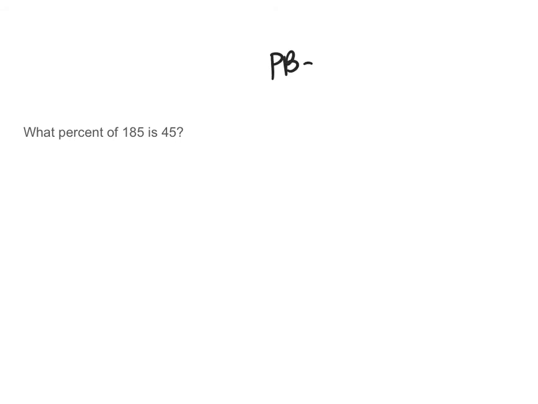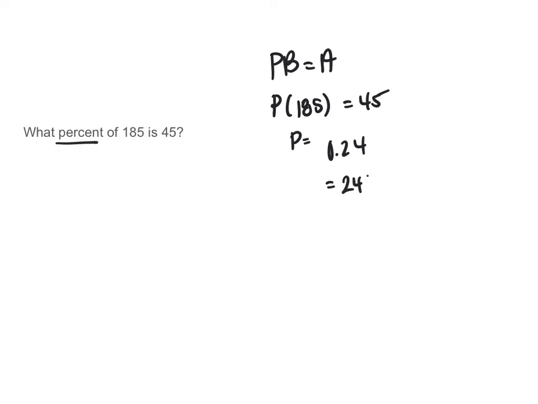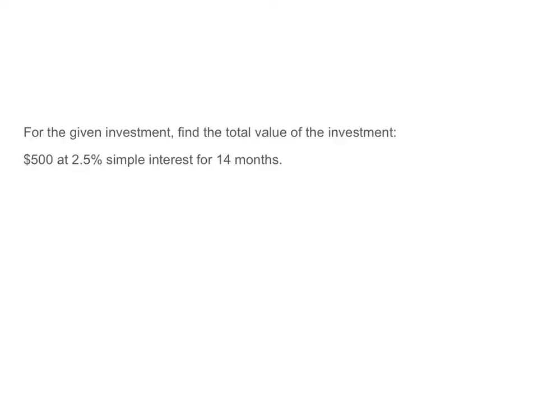All right, this is a basic percent. P times B equals A. I don't know what the percent is, so I'm going to solve for that. But I do know that I'm starting with 185 and I end at 45. So dividing the two, I get 0.24, which means it's 24%.